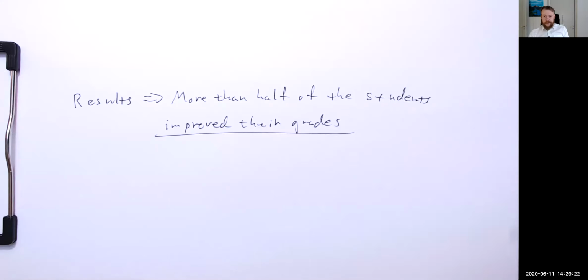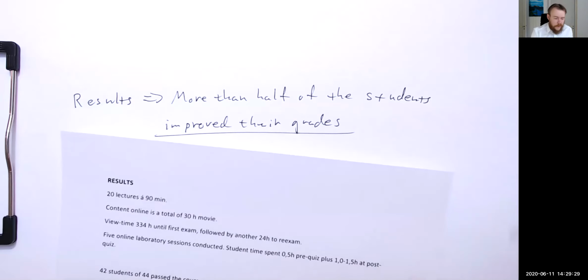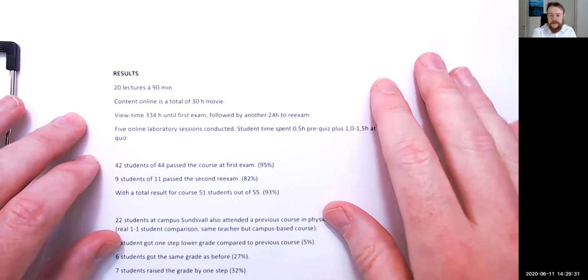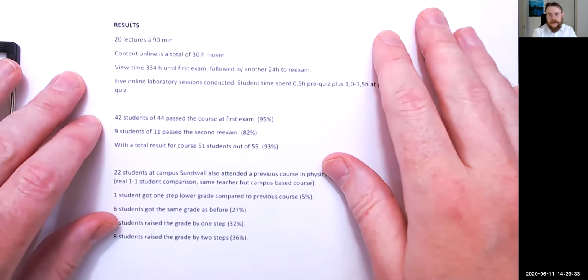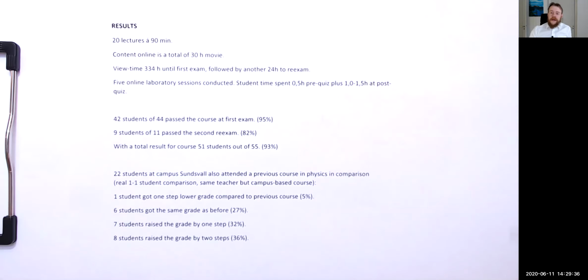Let's go to the result. One can also use pre-made slides, right? The result was that we managed to do 20 lectures. The whole course is 20 lectures of 90 minutes each. All that was put online, filmed in this Zoom web conference system. It accumulates to movie time that goes up to 30 hours online.